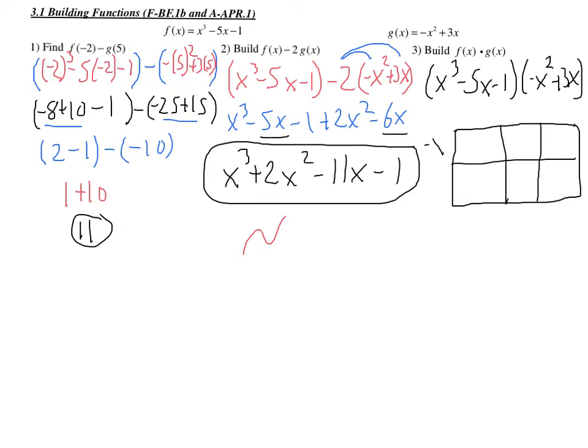I'm going to put the negative x squared there, and the positive 3x there, and the x cubed minus 5x, and a minus 1. And we're going to do the box, which is a multiplication table. We're going to be multiplying this times this, this times this, this times this, this times this, and putting it right there. We're just going to do like a multiplication table box. Combine like terms, and we're done.